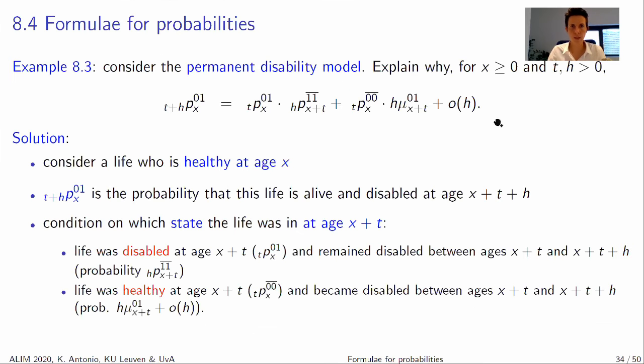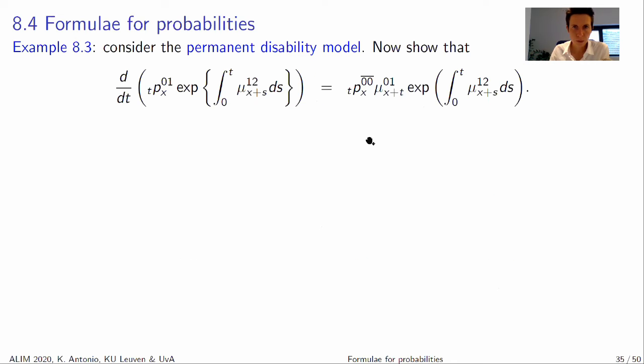Okay, so this is the expression that we just took a look at. Do note the bars that I have over here. I can also leave them out because there is no way I can leave state 0 and come back, right? Because we're dealing with this permanent disability model.